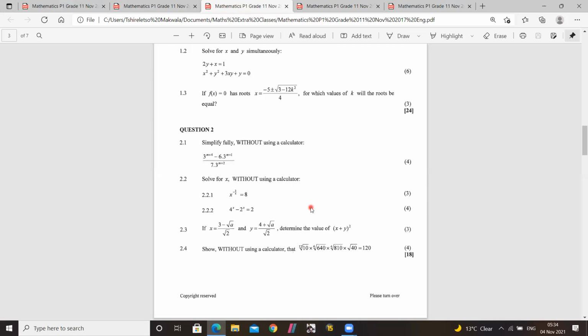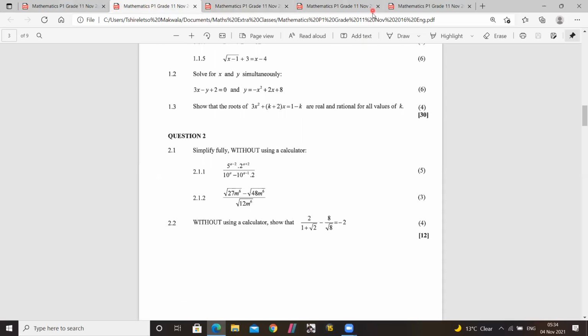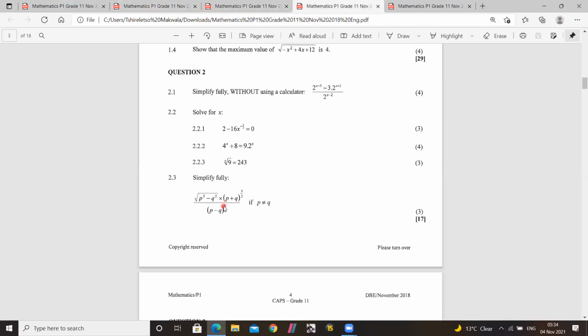It doesn't matter. They will say simplify fully without using a calculator, or solve for x without using a calculator. You just have to show that law of exponents without using a calculator. So let's go back to 2018. So what are laws of exponents?